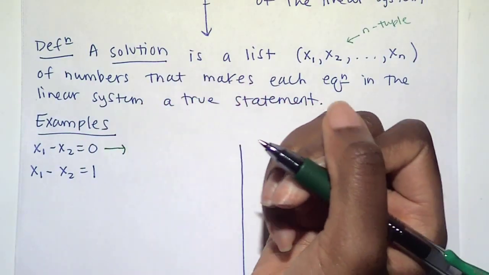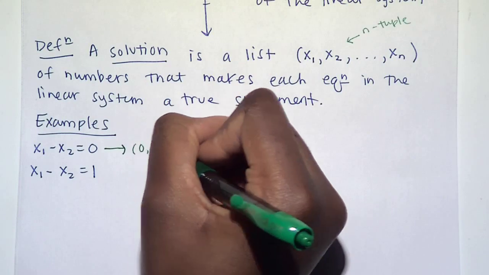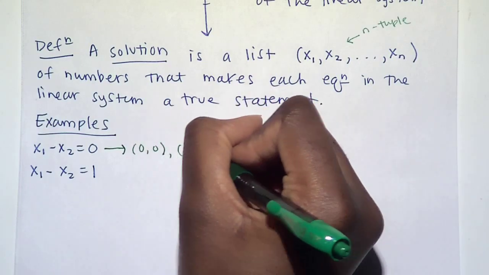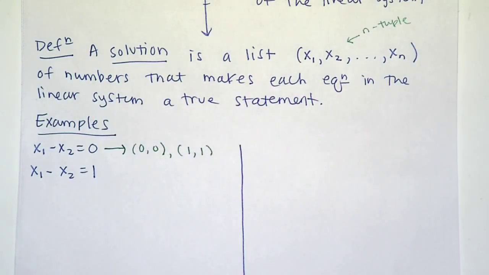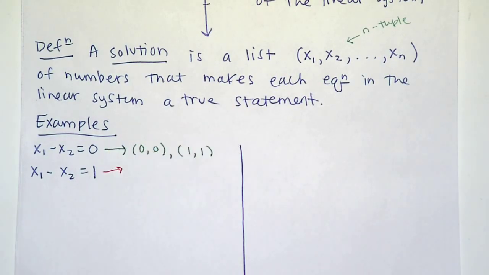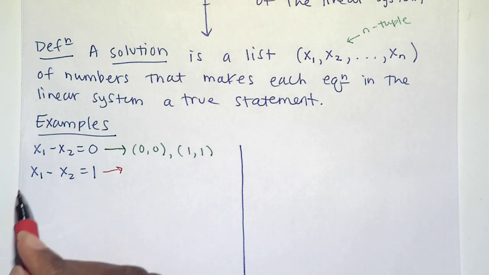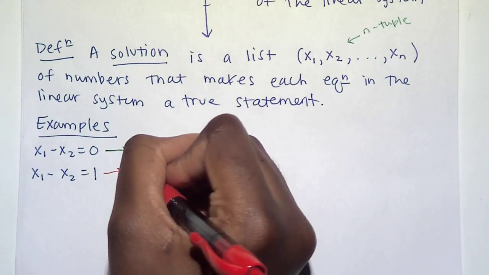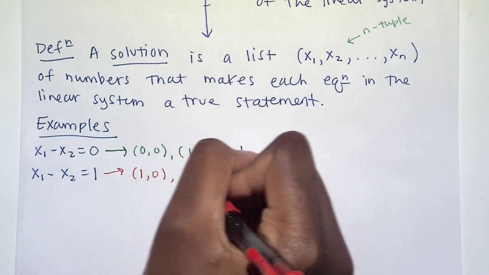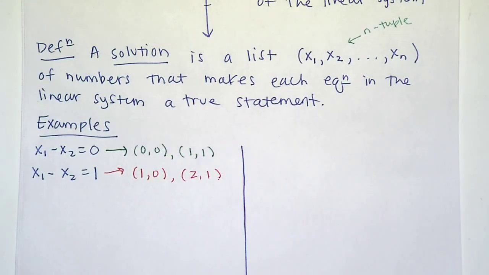All right, so it looks like 0, 0 should definitely work here. And also 1, 1 works. For the second equation, solutions could be maybe 1, 0, 2, 1. These things work. All right, and so I am going to graph these and see if I can come up with a solution for the full system.